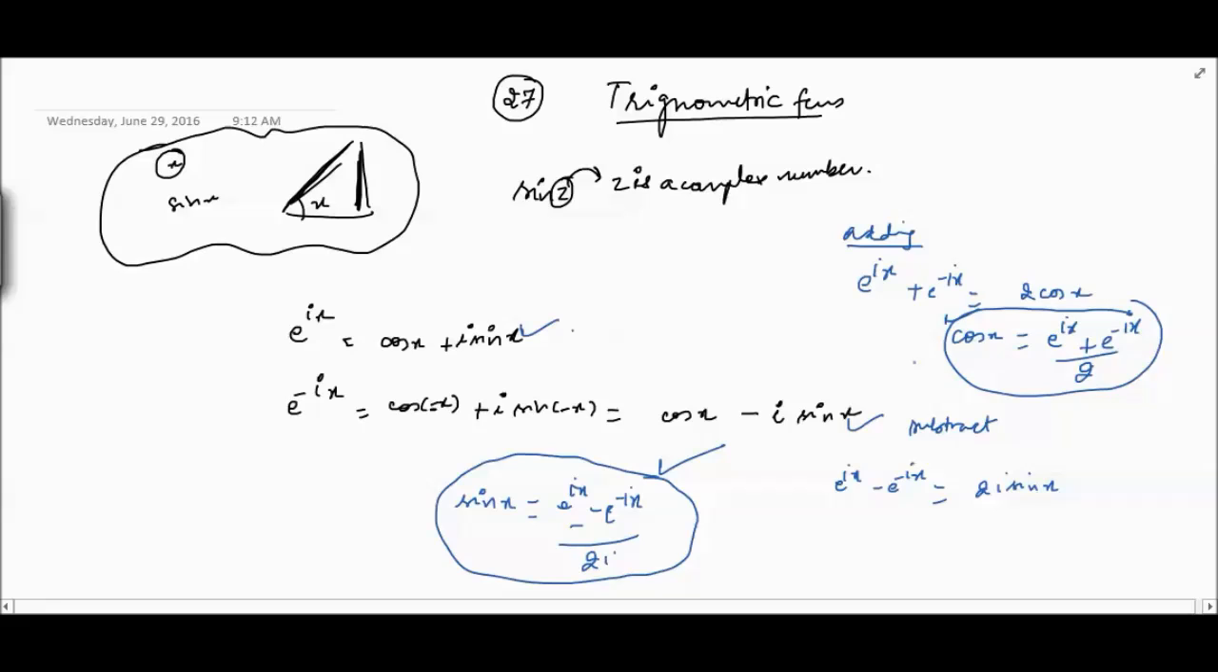We will use a similar analogy to define the trigonometric functions when x is actually a complex number, that is, a z. So we have sine x equal to e raised to power iota x minus e raised to power minus iota x upon 2 iota, and cos x as e raised to power iota x plus e raised to power minus iota x by 2 when x is real. We have just derived these in the last slide.